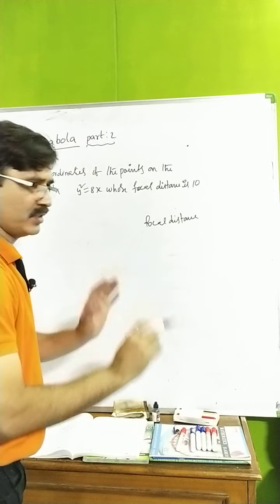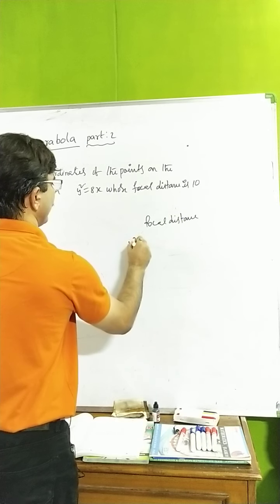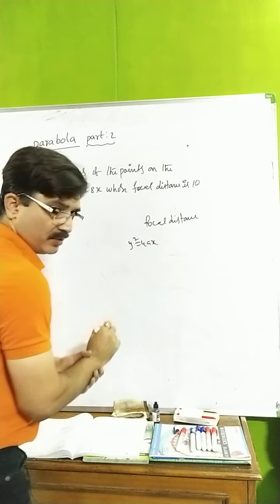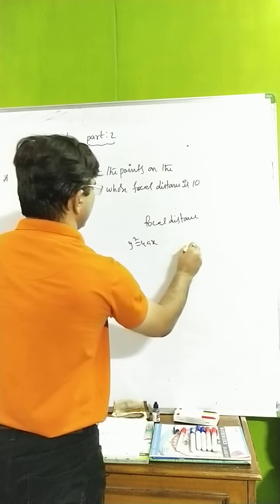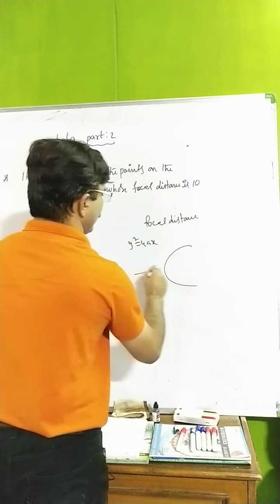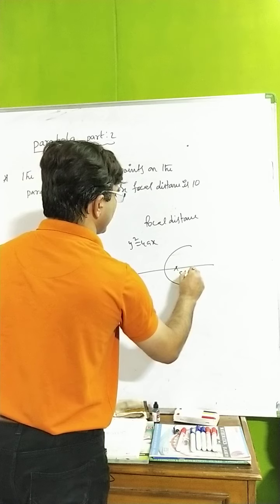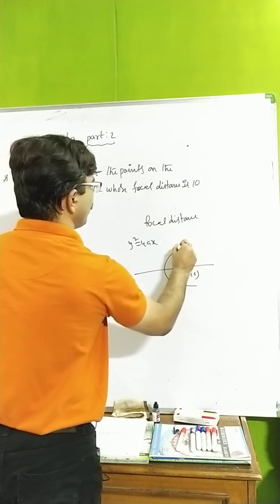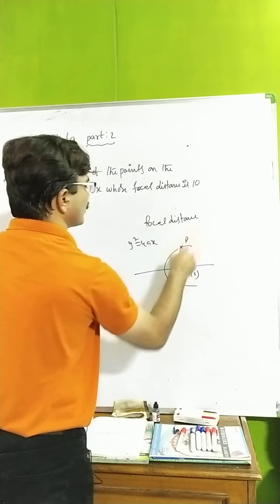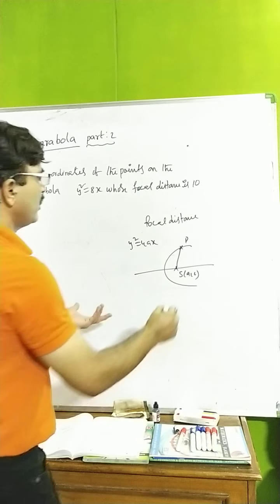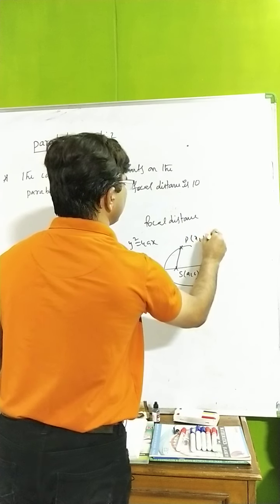What is focal distance? Suppose y square equal to 4ax is a parabola, and the shape is like this. You know very well that the focus S is (a, 0), and if you take some point P here, SP is called the focal distance. Need not worry, you take P as (x1, y1).